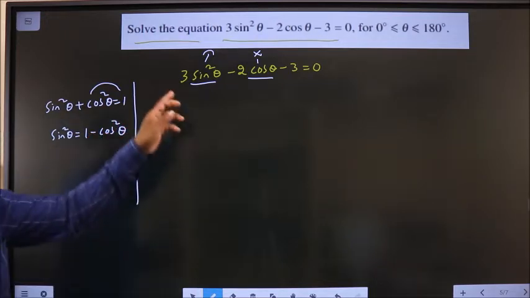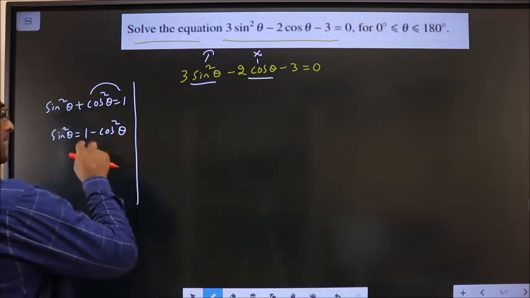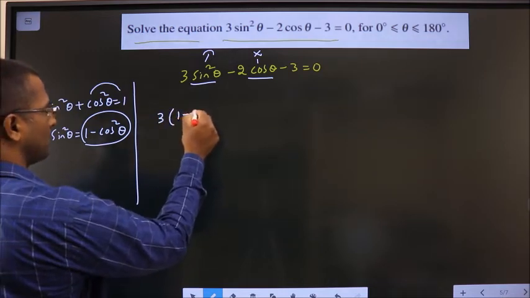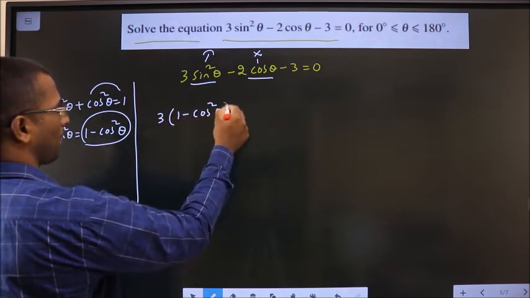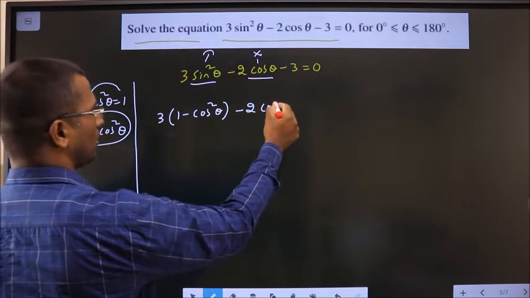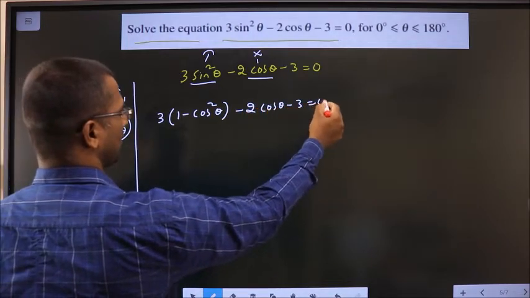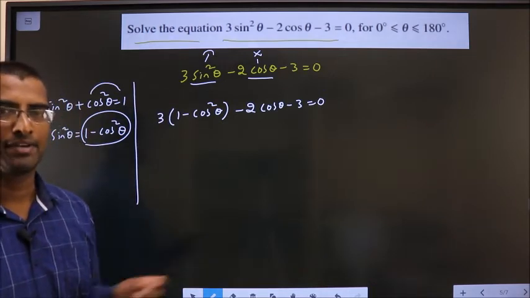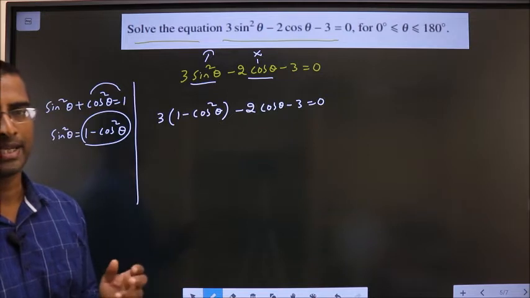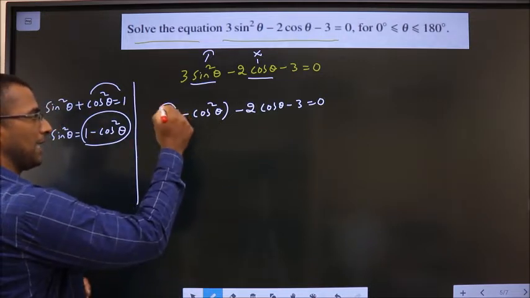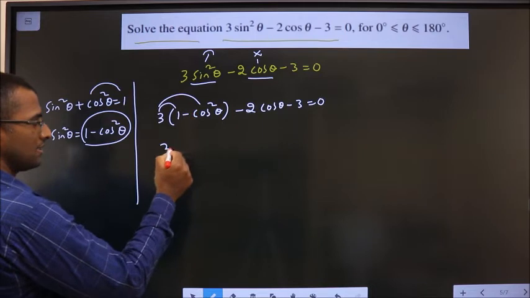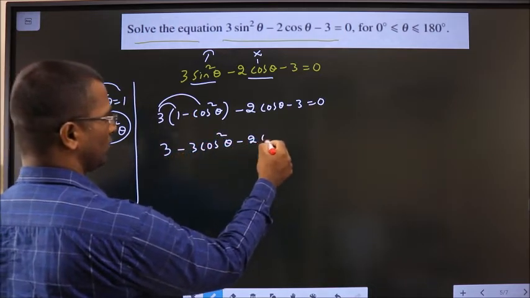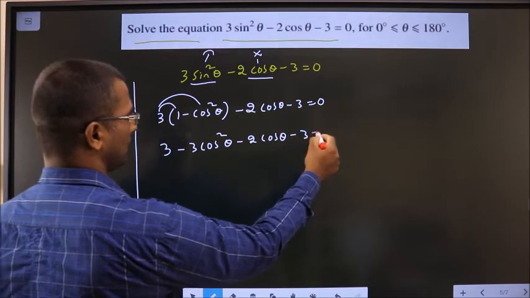Okay. So if I replace sin square by this over here, that will be 3 times of 1 minus cos square theta minus 2 cos theta minus 3 equal to 0. Okay. Next, how do I simplify this equation? Expand or open the bracket. So it is 3 minus 3 cos square theta minus 2 cos theta minus 3 equal to 0.